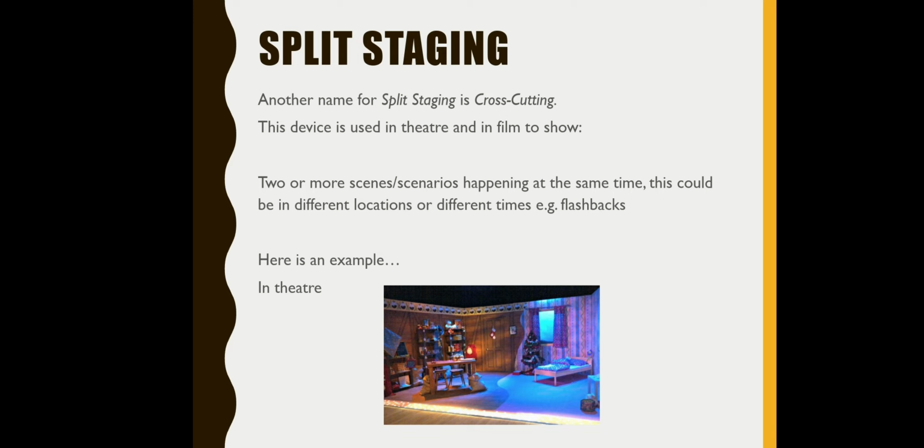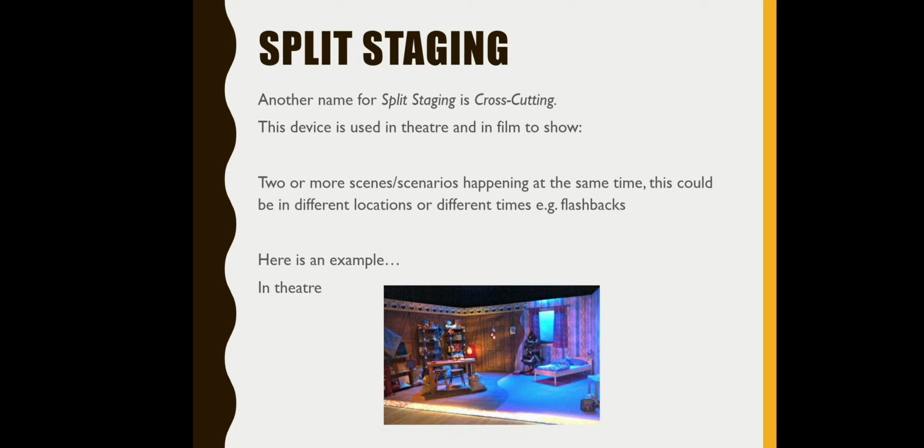We are now going to move on to look at split staging. Another name for split staging is called cross-cutting. This device is used in theatre and film to show 2 or more scenes or scenarios happening at the same time. This could be in different locations or at different times, for example, using flashbacks.